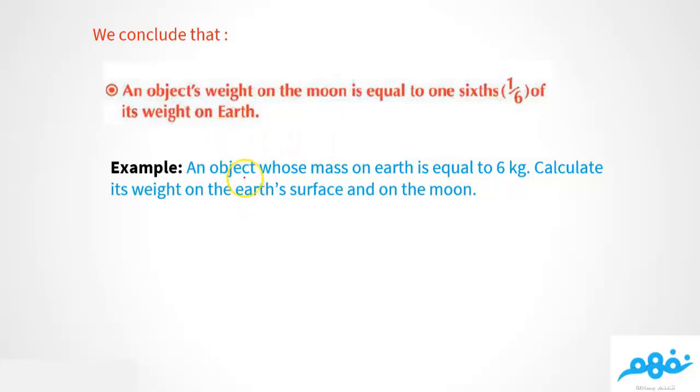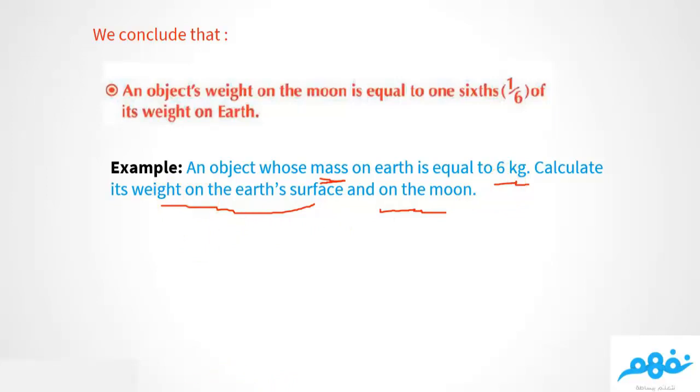هنجيب example. An object whose mass on Earth is equal 6 كيلوغرام. أنا عايزاك تحسب لي the weight on Earth surface وكمان on the moon. يبقى أنا كل اللي عارفاه إيه؟ عارف الماس بتاع الأوبجكت اللي هو بيساوي 6 كيلوغرام. أنا عايزة أعرف الويت بتاعي on Earth وعايزة أعرف الويت بتاعي on the moon.